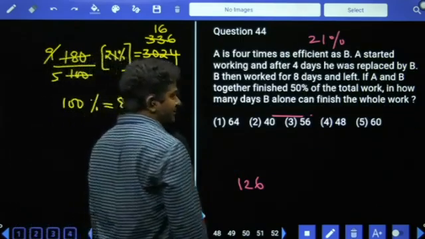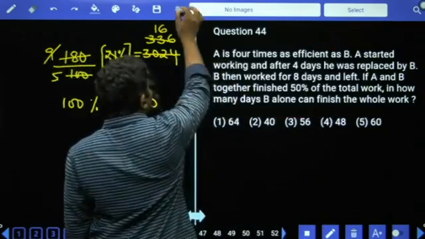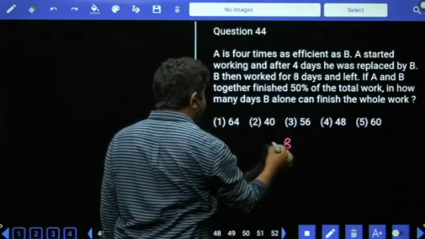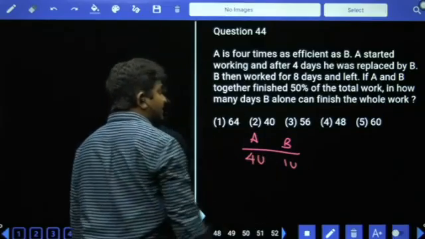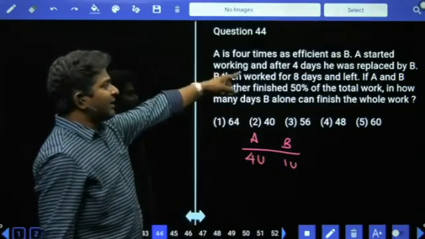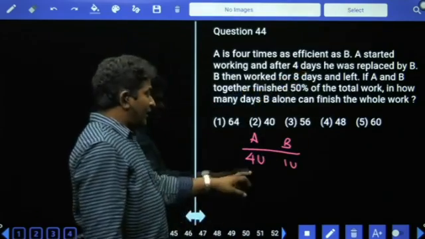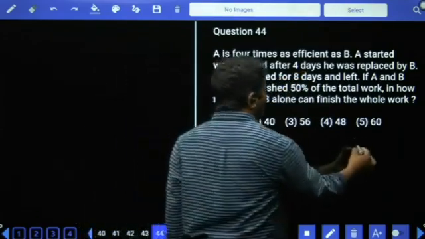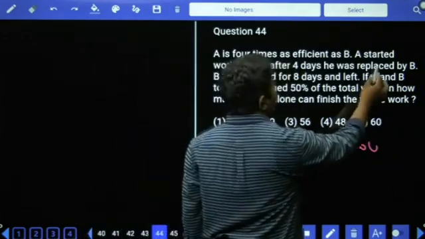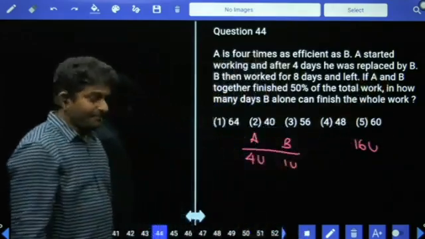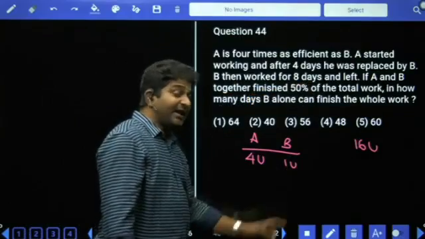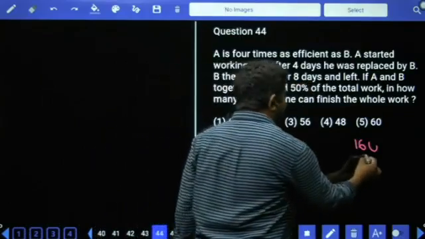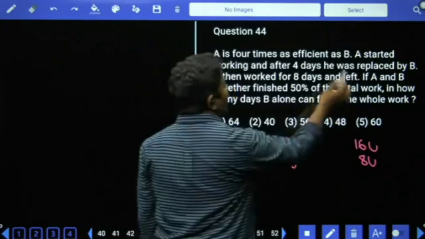A is 4 times as efficient as B. That means if B is doing 1 unit of work, A does 4 units here. A started working and after 4 days, in 4 days, A can do 4 into 4, that is 16 units. He was replaced by B. Now B completed work for 8 days. In 8 days, he can do 8 into 1, that is equal to 8 units, and left.